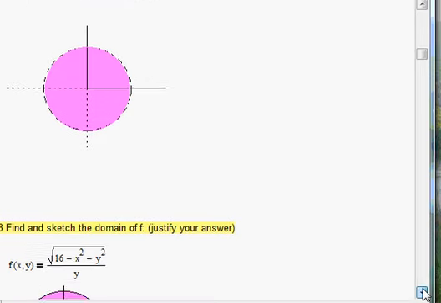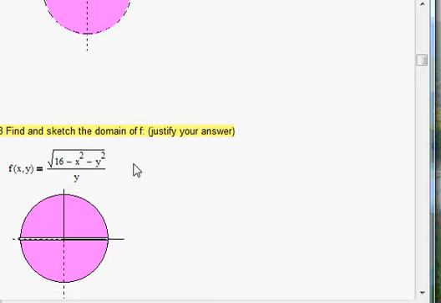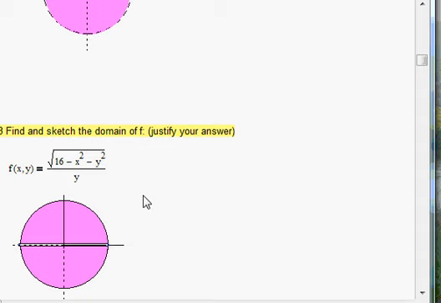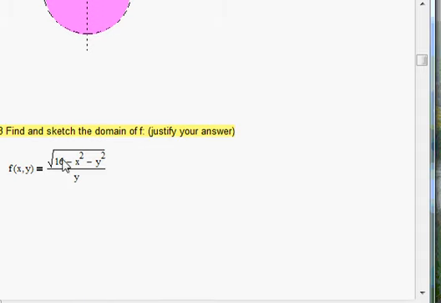So another example says, find and sketch the domain of f and justify your answer. Well, the same issue holds that we can't have x squared plus y squared be bigger than 16, because then I'd have a negative number under the radical. I'm not allowed to do the square root of a negative because that's not a real number. But there's another issue for this one, and the fact that y is in the denominator, we should realize right away that, oh, y can't be 0.